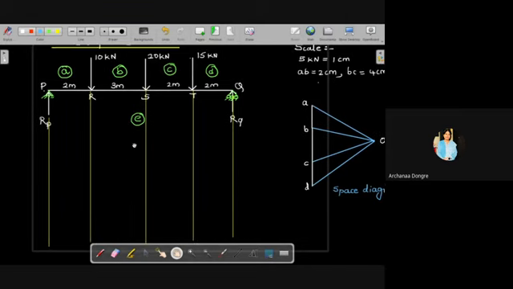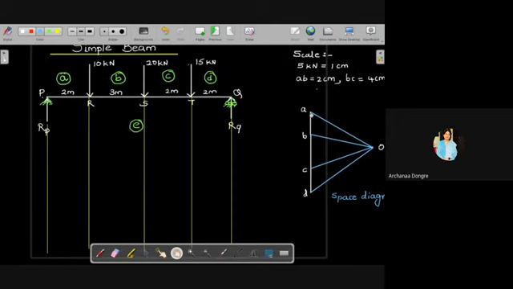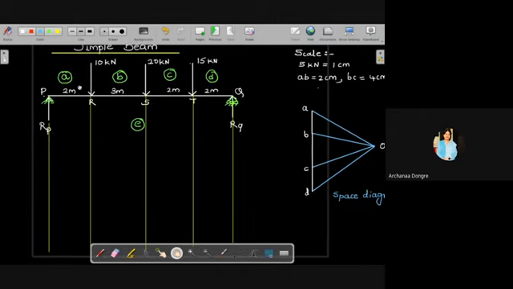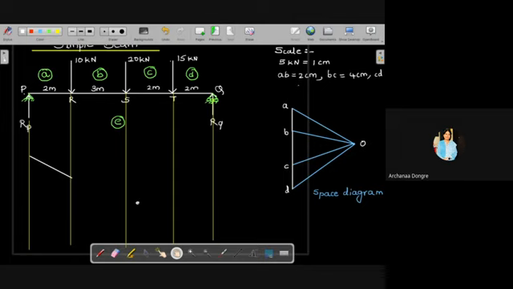Okay, so for the funicular polygon, if you see here, there is an OA line. Here is the A space. So take your roller scale and draw a line parallel to AO in the A space here. Randomly, you draw an approximate line, okay? So here it should be parallel to OA. I am drawing it approximately, but you have to draw it by the scale to get the correct answer.